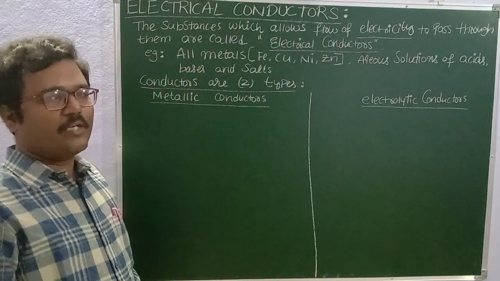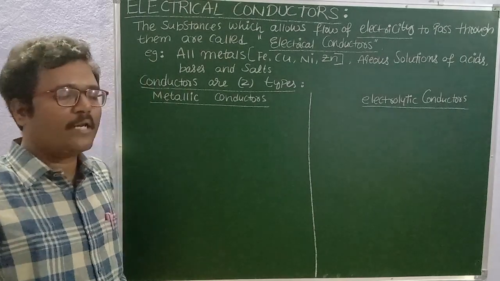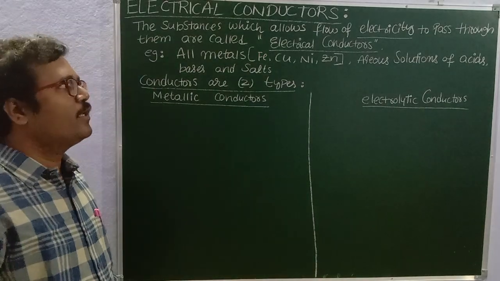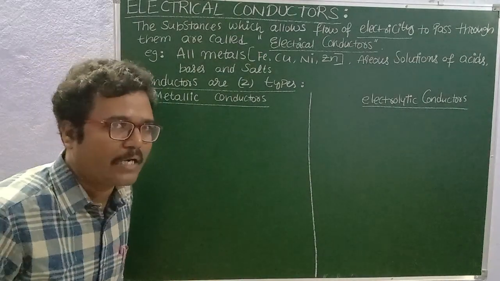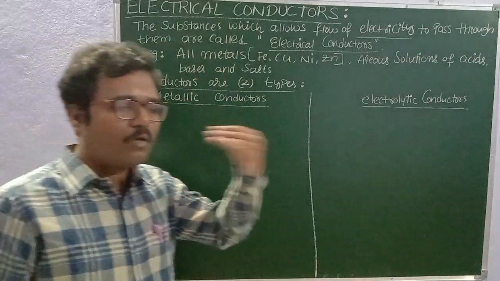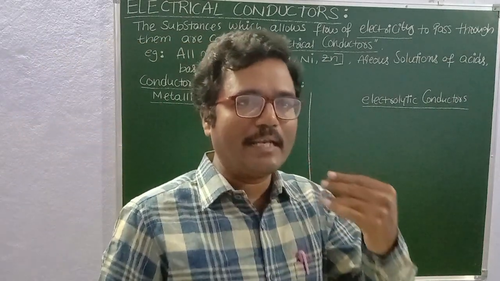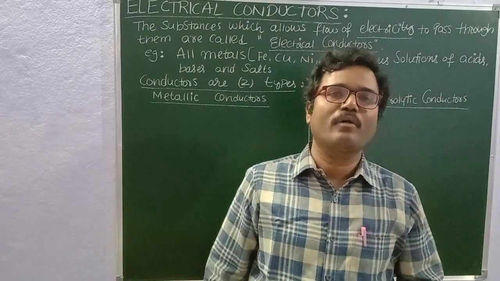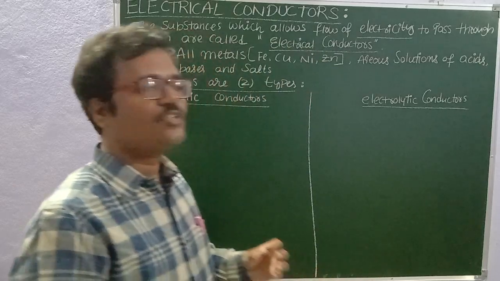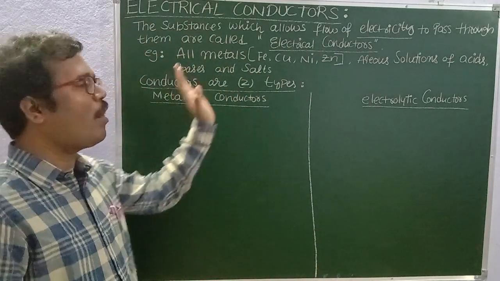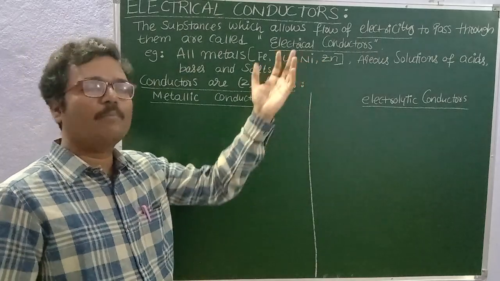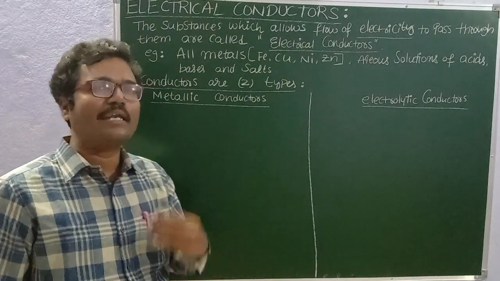So in today's video, we will try to learn something about the electrical conductors. Right? So what is the definition of electrical conductor? Electrical conductors are the substances that allow flow of electrical current through them. The examples for electrical conductors are all metals, for example, iron, copper, nickel, zinc, magnesium. So all metals are electrical conductors.